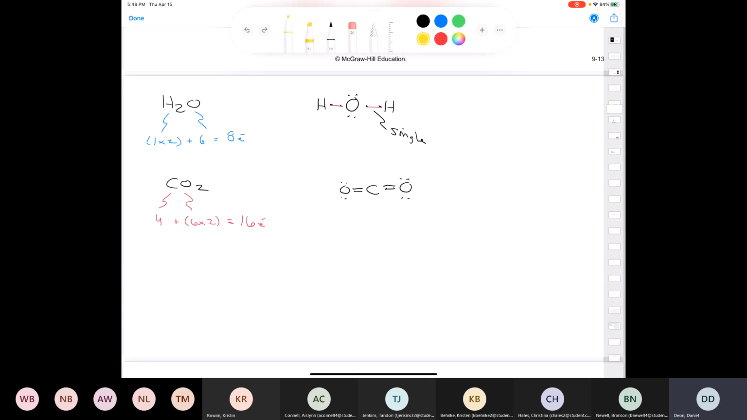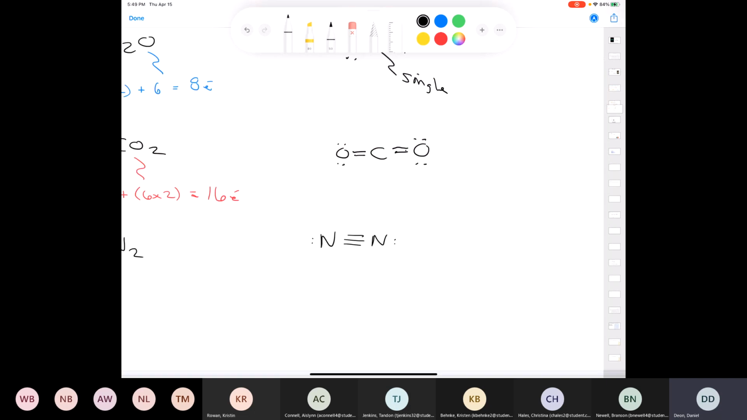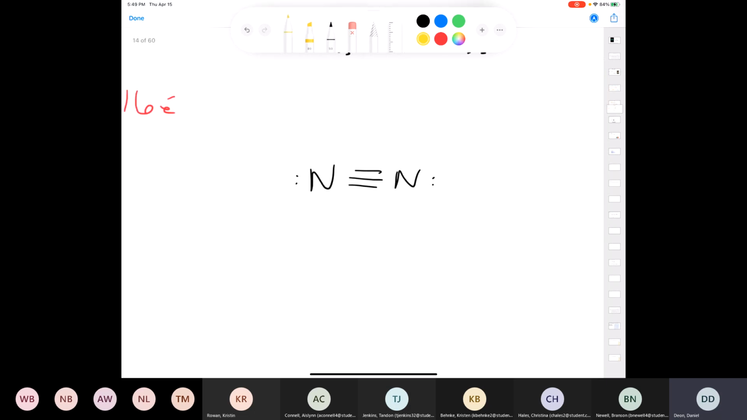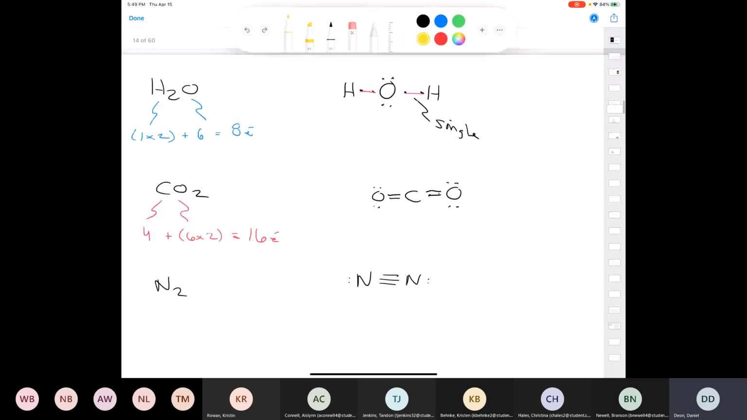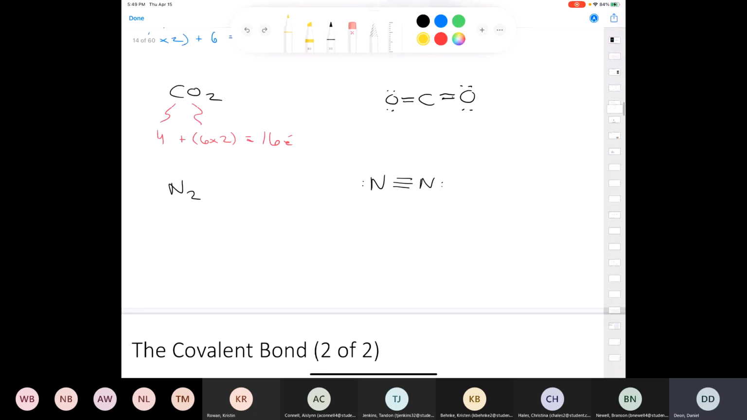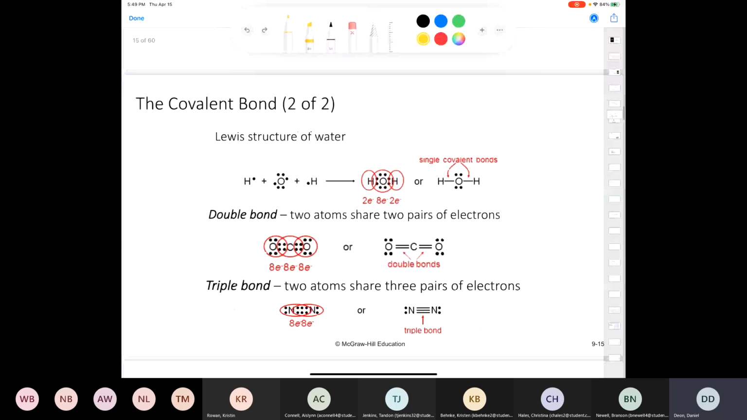Now, you could even try nitrogen, N2, and when you draw the Lewis structure of nitrogen, you end up with a triple bond. And if you look at the structure of nitrogen that I've drawn here, you can see that both of them are surrounded by 1, 2, 3, 4, 5, 6, 7, 8. So they both have an octet. But I just wanted to introduce the concept of the single bond, the double bond, and the triple bond before we talk about the lengths of covalent bonds.